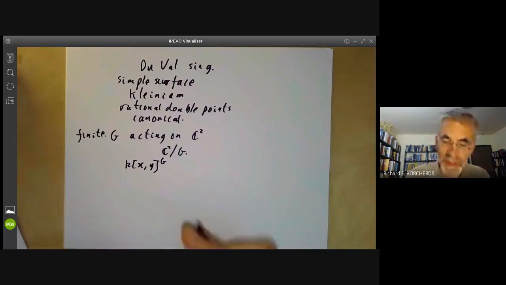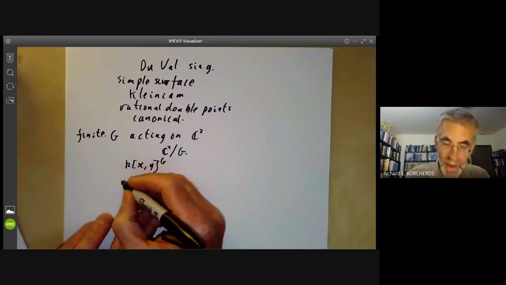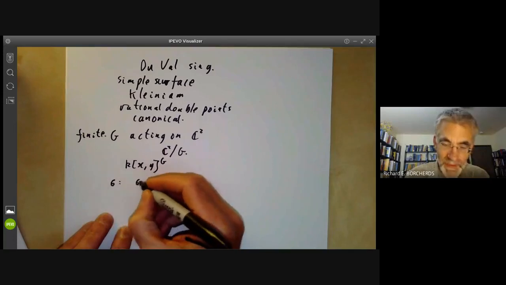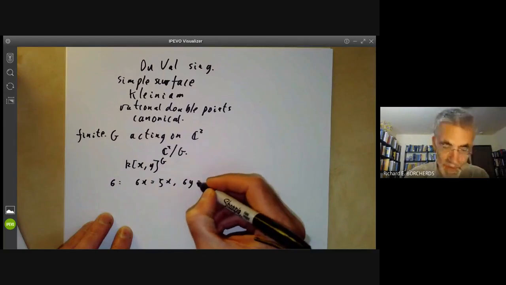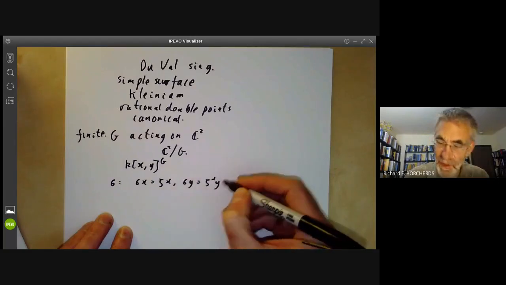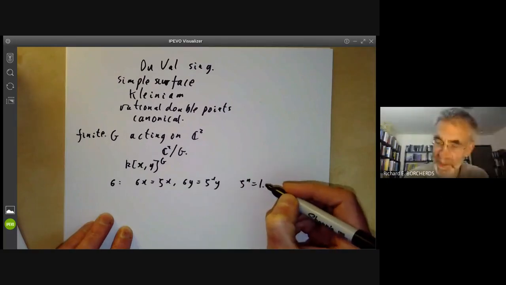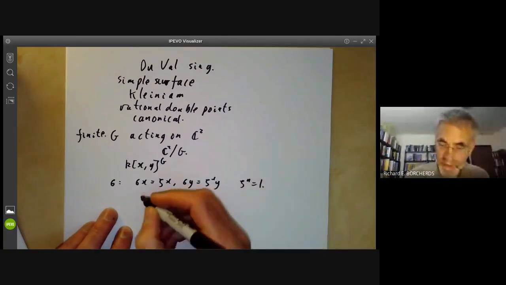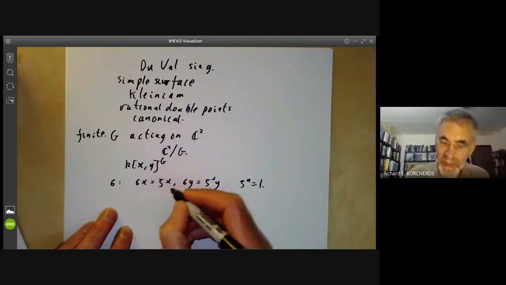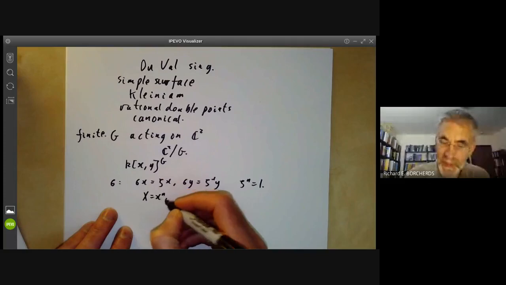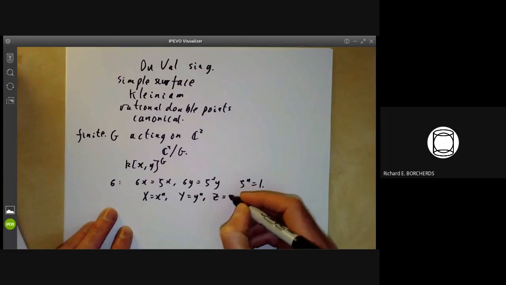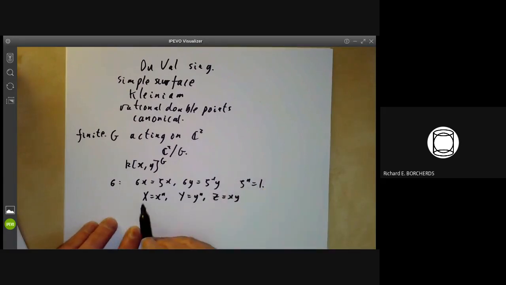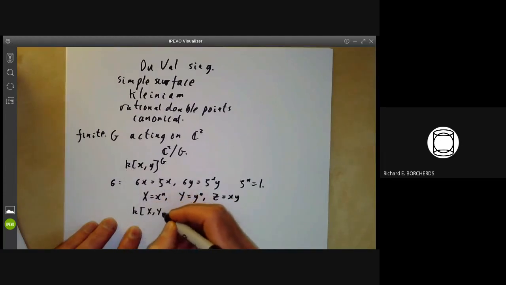For example, suppose we have a cyclic group of order n generated by an element sigma such that sigma of x is equal to zeta times x and sigma of y is equal to zeta to the minus 1 times y, where zeta to the n equals 1 is an nth root of unity. Then the invariants of this action are given by X equals x to the n, Y equals y to the n, and Z equals xy. So the coordinate ring of C squared over G is generated by these three elements, X, Y, and Z.